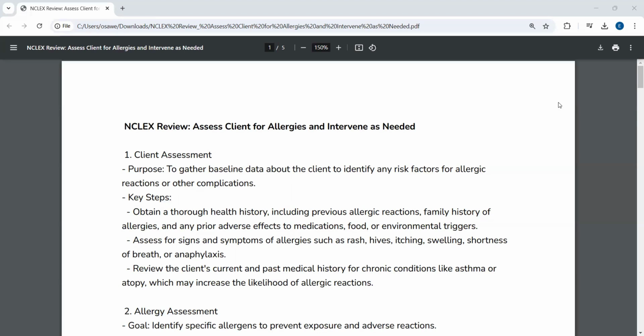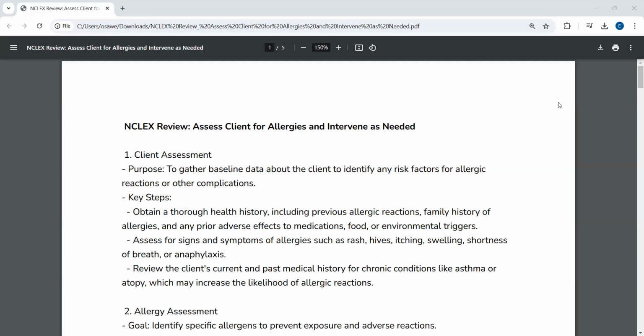Now, the first thing NCLEX wants you to know is client assessment. You need to be able to do that. So if they are asking you a question, right, and somehow the question resembles that of allergy, then your first step should be assessment, right? When you're doing your assessment, you are trying to gather information about the client, or what puts the client at risk for allergy reaction.